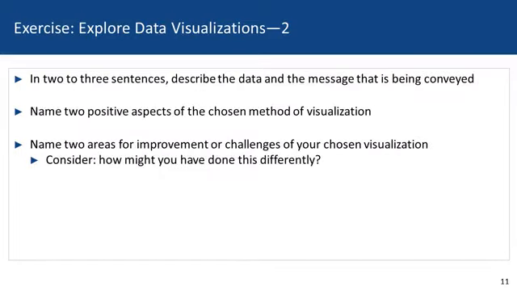Now that you are looking at your chosen data visualization, think about the following. First, in 2 to 3 sentences, describe the data and the message that is being conveyed. Second, name 2 positive or interesting aspects of the chosen method of visualization. Third, name 2 areas for improvement or challenges that you observe in your chosen visualization. Consider how might you have done this differently.